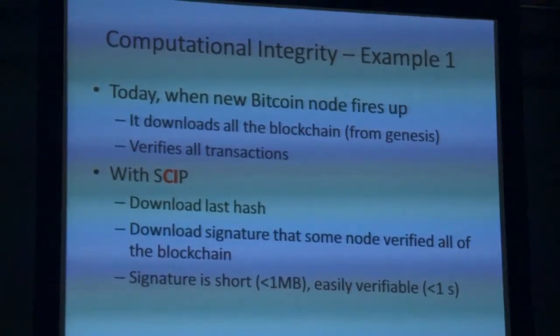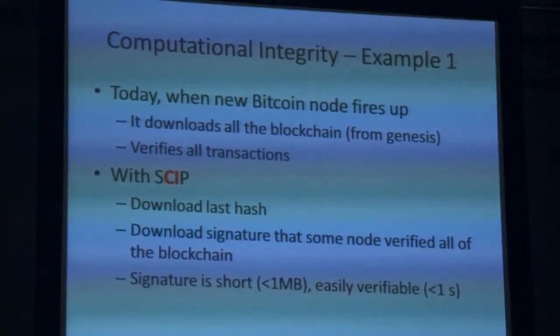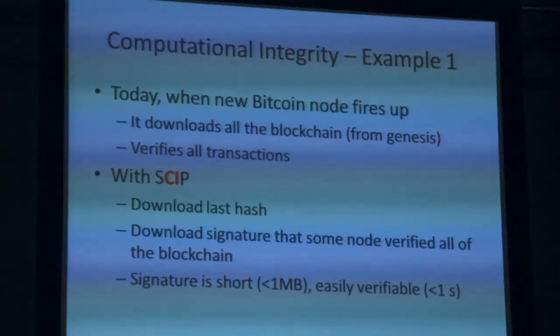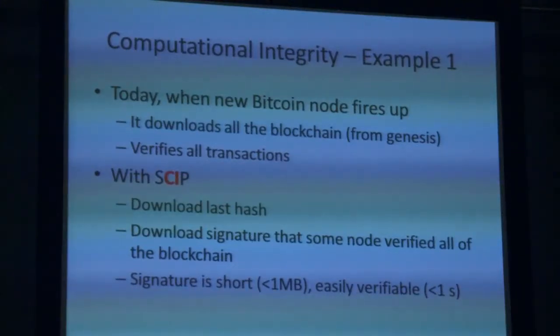If our system is used, which implements succinct computational integrity and privacy, you could do it much more efficiently. The new node that fires up just downloads the last hash, and then it downloads a very short signature that some other node verified all of the blockchain. The signature is short, let's say less than 1 megabyte. It's probably going to be on the order of several kilobytes, and it's very easily verifiable. And the important thing is that this is a non-forgeable signature. It cannot be forged in any way, and if you read it and check it, which takes less than 1 second, then you know that all of the transactions were verified by someone, leading to this very last block.